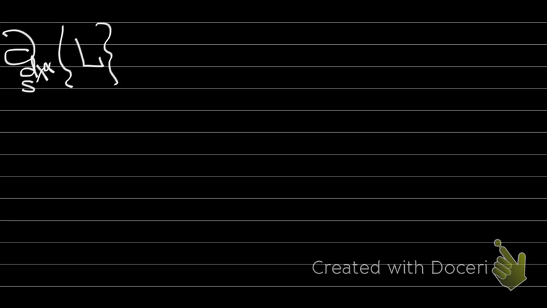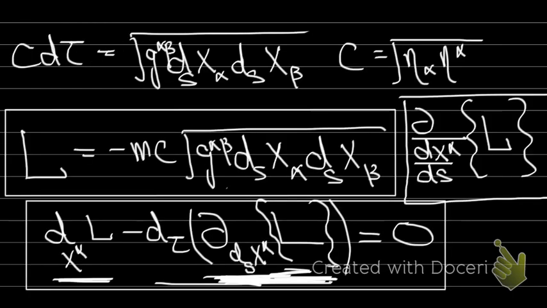Right, so what is this equal to? Well, this would be equal to negative mc. Right, so remember that we have to take the derivative, right? So of the Lagrangian. So go back here and look at your Lagrangian, right?